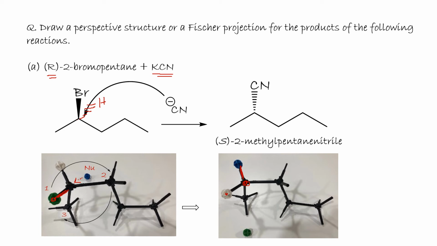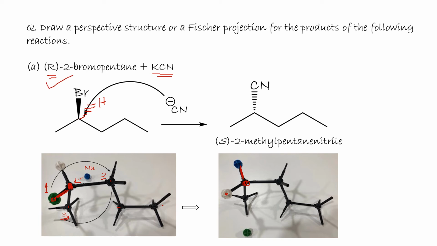Now, let's see. This is the chiral carbon. This is Br, so it is priority 1. Here we have a propyl group, so it's more senior than the methyl group. So this is number 2, and this is number 3. The configuration here is R. 1, 2, 3, it's clockwise, so it's R.